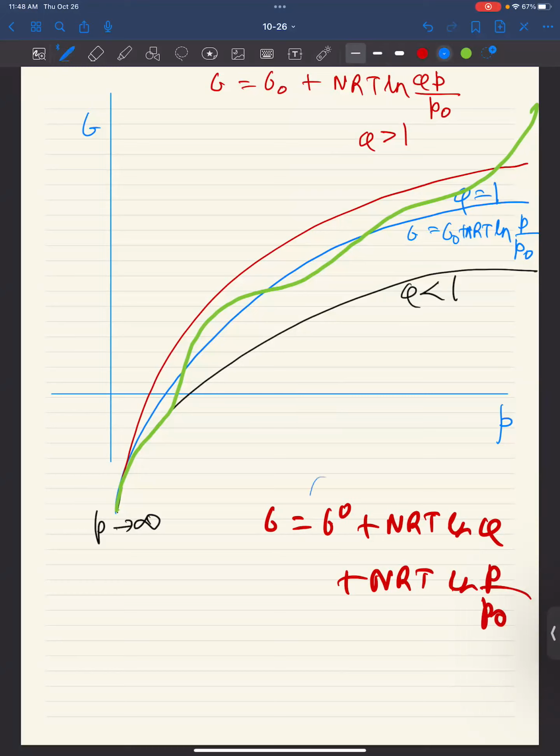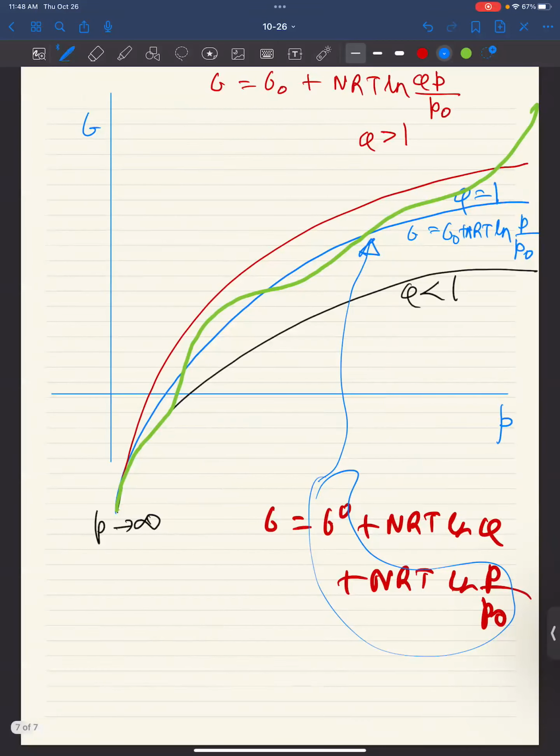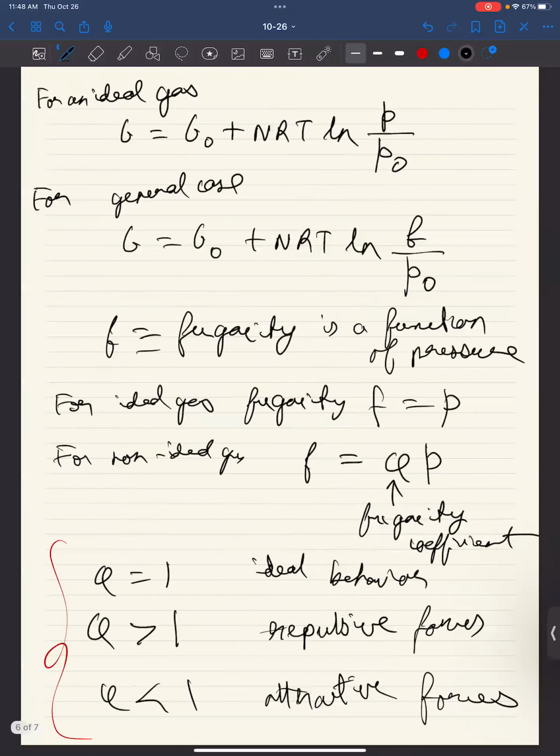This here is the blue part, right? This here is the blue part. So a real material will probably have a curve that looks like the green one. And if you're willing to take my word, which I'm going to prove next, that phi more than one means repulsive forces and phi less than one means attractive forces, what is this telling you? This is telling you that until this black point that I just circled over here, until that pressure, phi was less than one, right? So this chemical was dominated by attractive forces.